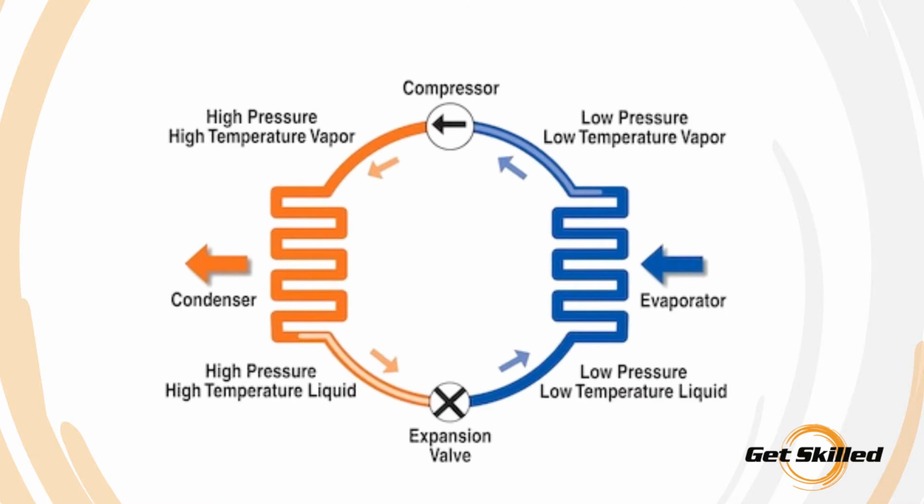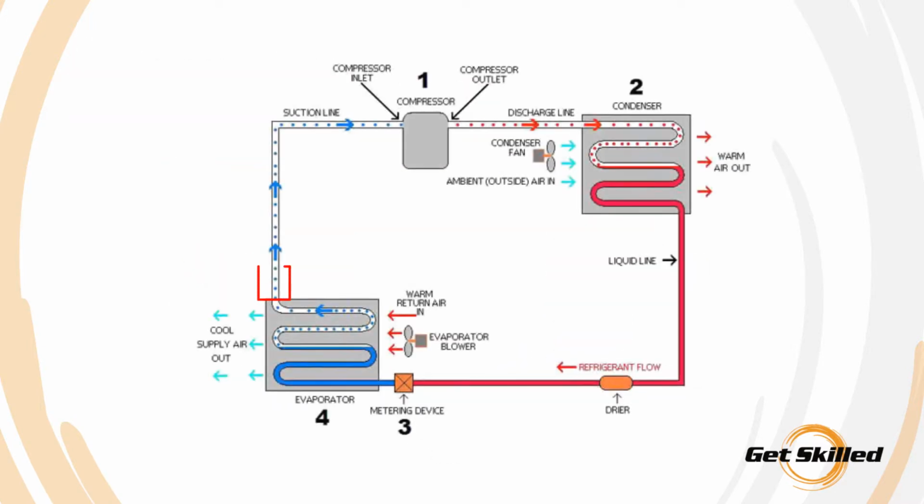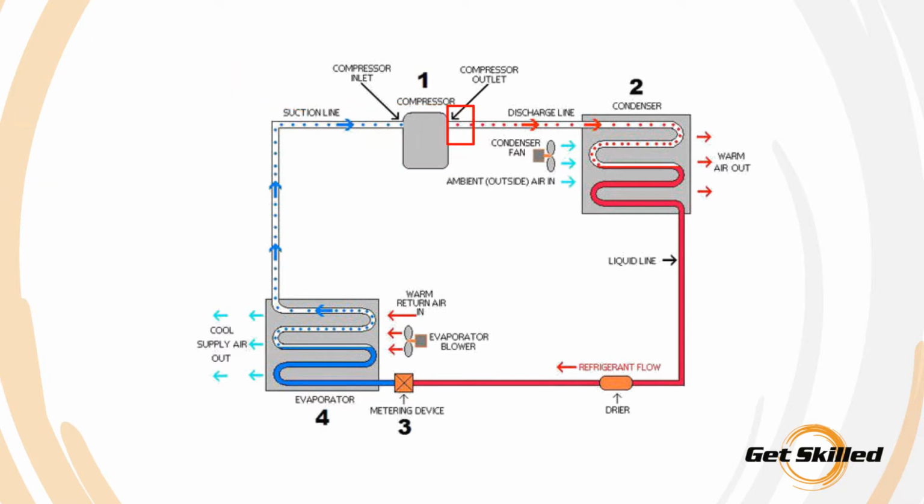Charles' law can be observed inside the compressor when the pressure on the refrigerant is increased from a low pressure to a high pressure, which causes the temperature of the refrigerant to also increase. If the volume of the refrigerant remains constant, but the pressure is increased, the temperature of the refrigerant is increased.